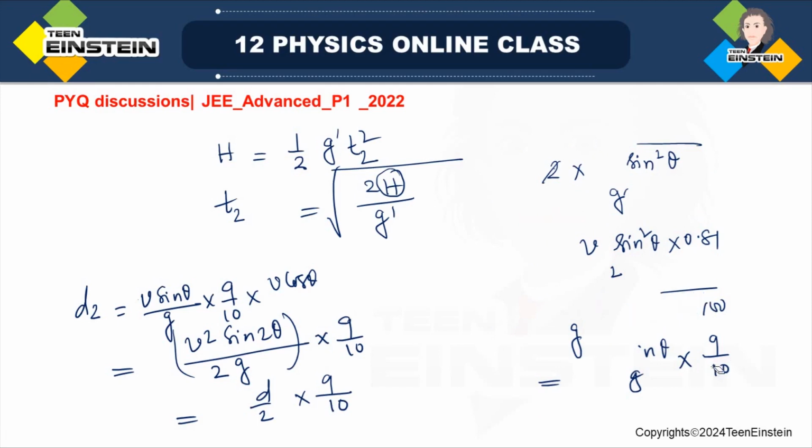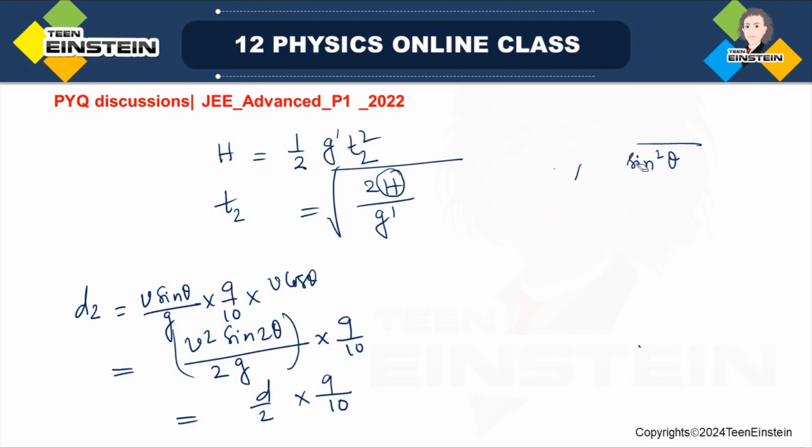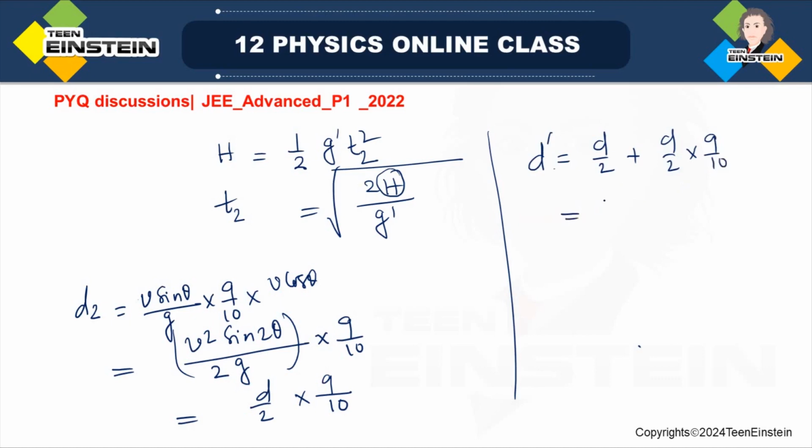and then write the total range for the projectile. So that is given as d prime. So d prime will be d by 2 plus d by 2 into 9 by 10. So this is d by 2 into 1 plus 9 by 10. So this will be d by 2 into 19 by 10.